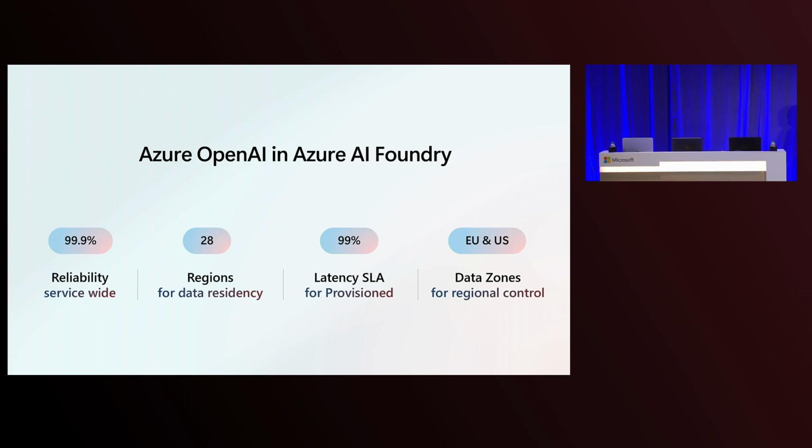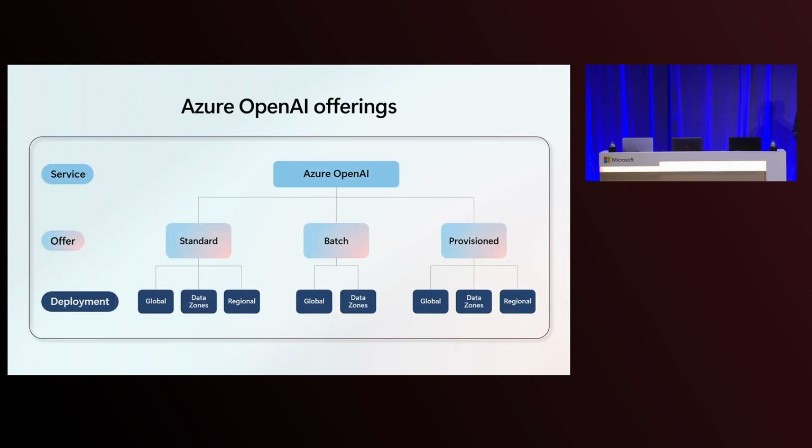And we're bringing all of these capabilities together in the shape of our offering portfolio. Now, we believe we have the most flexible offering portfolio in the industry, offering you different types of services that you can use based on your business needs. And we're going to unpack why would you use these different services. Why would you use the standard service? Why would you use batch? Why would you use provisioned?